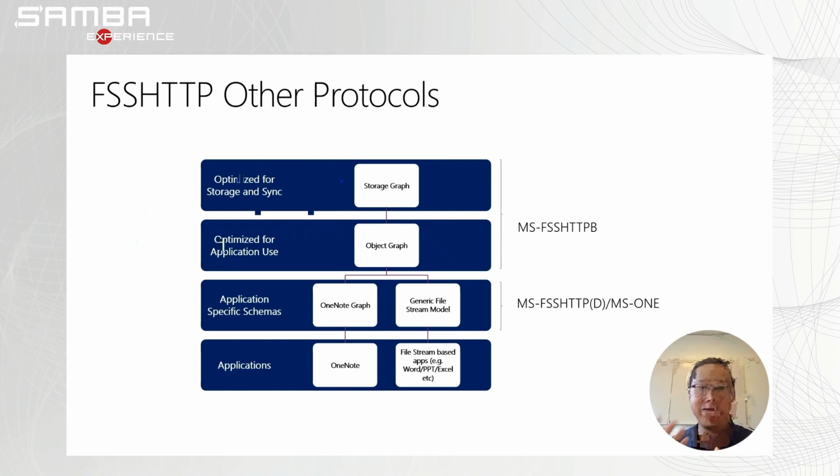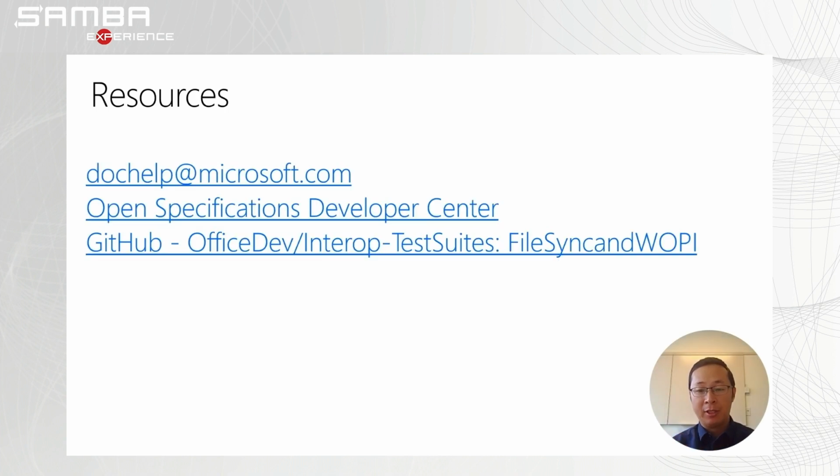I have covered the major content I want to present today. Here are more resources if you are interested in learning more. First is dochelp at microsoft.com. If you have any questions about our interop documents like WOPI and FSSHTTP, just send an email to that address for help. We also have the Open Specifications developer center, which contains a lot of information to help you. And on GitHub, we also developed a test suite to help you if you are interested in developing a solution based on WOPI and FireSync.